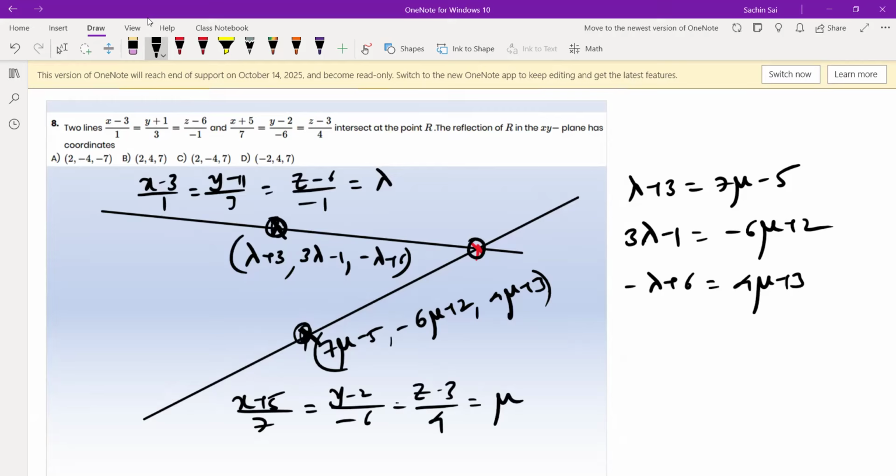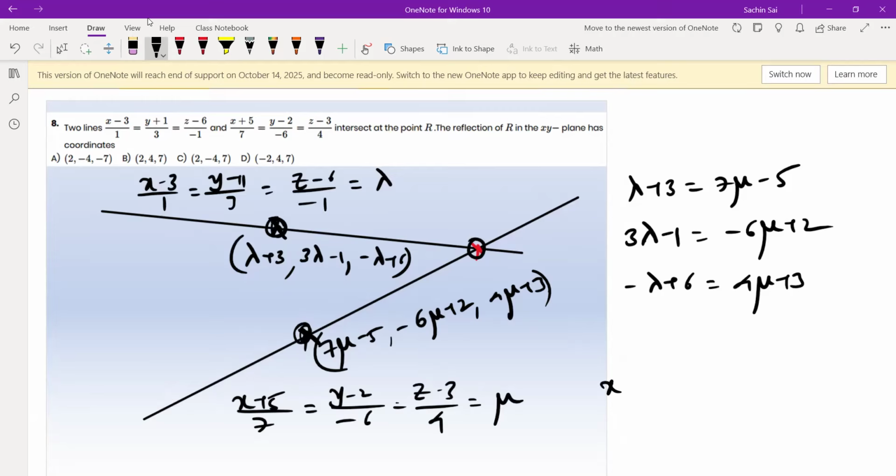So, based on the value of lambda, you will get the coordinates, and then you have to find the reflection of this point in the xy plane, right? So what is the reflection of a point in the xy plane? What happens when you take a reflection of a point with respect to the xy plane? It is simply that the sign of the z coordinate is reversed, right?